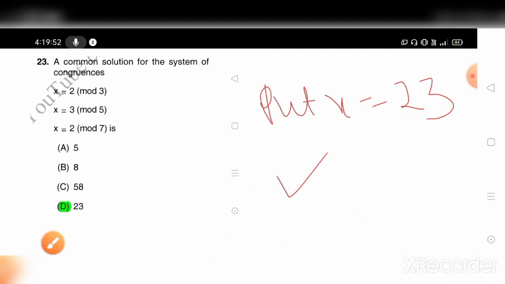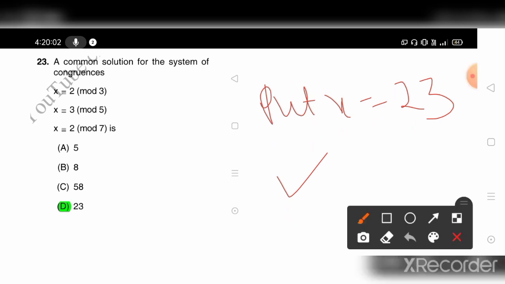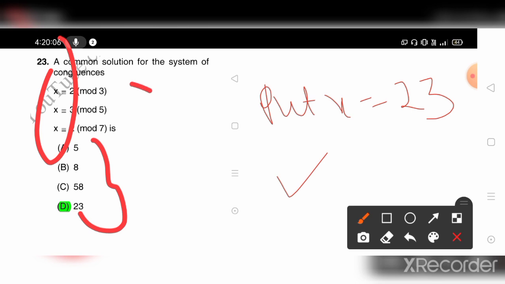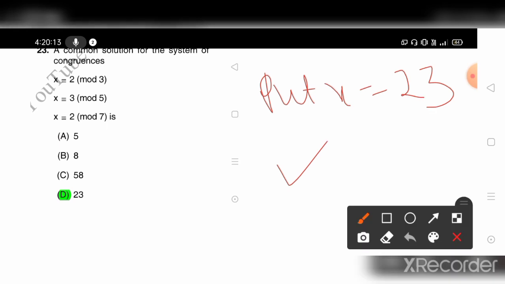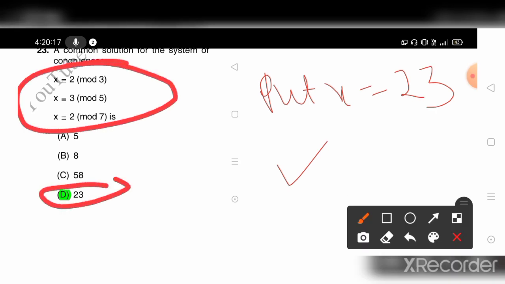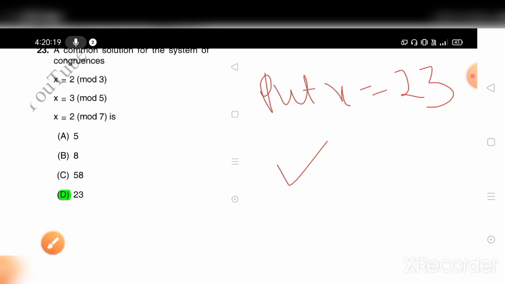Next question. The common solution for the system of congruences x congruent to 2 modulo 3, x congruent to 3 modulo 5, x congruent to 2 modulo 7. Here put the values in x and discard options 1, 2, 3. Now put x equal to 23. This satisfies the remainders, so option D is correct.